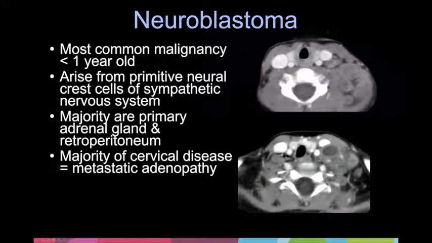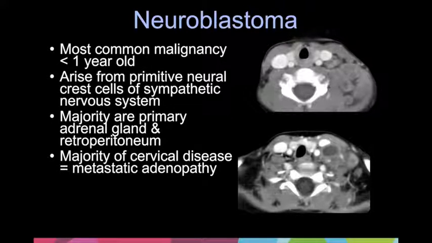Another malignancy that may have cervical adenopathy at initial diagnosis is metastatic neuroblastoma. Neuroblastoma is the most common malignancy in children under 1 year of age, and the majority arise in the adrenal gland or retroperitoneal region. When cervical disease is present, it's almost always metastatic, involving cervical nodes. There's nothing specific imaging-wise.